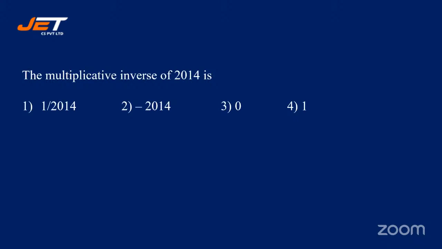The multiplicative inverse of 2014. Multiplicative inverse means what? If it is numerator, you have to write it in the terms of denominator. If it is denominator, then it should go to numerator. That's all. So here it is 2014, then it should be 1 by 2014. All right. So this is the multiplicative inverse of 2014.